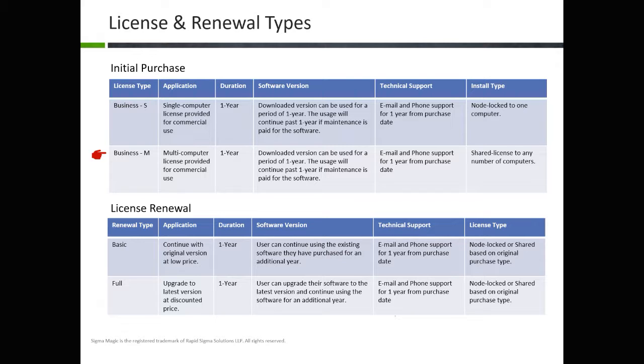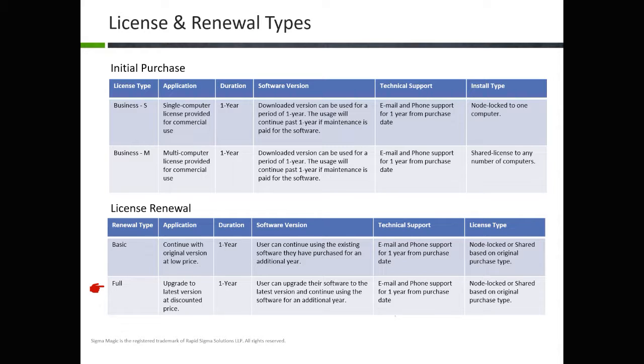Both of these licenses are valid for a period of 1 year. After 1 year, the license has to be renewed in order to continue to use the software. There are two renewal options available. The basic renewal is a lower cost option which allows the user to continue to use their existing software for an additional year. The full renewal option allows the users to upgrade their software to the latest version and continue to use the software for an additional year.